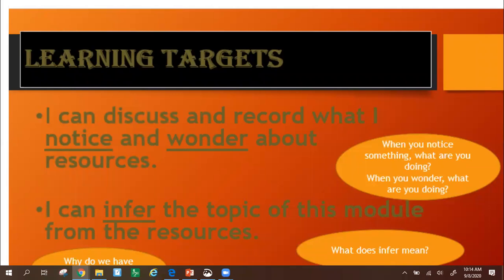So it says, I can infer the topic of this module from the resources. Infer, remember what you were doing from the Carl book last week? You were looking at the pictures, and Mrs. Ogden wasn't telling you the story. There were no words in the book. So what were you doing when you were inferring?